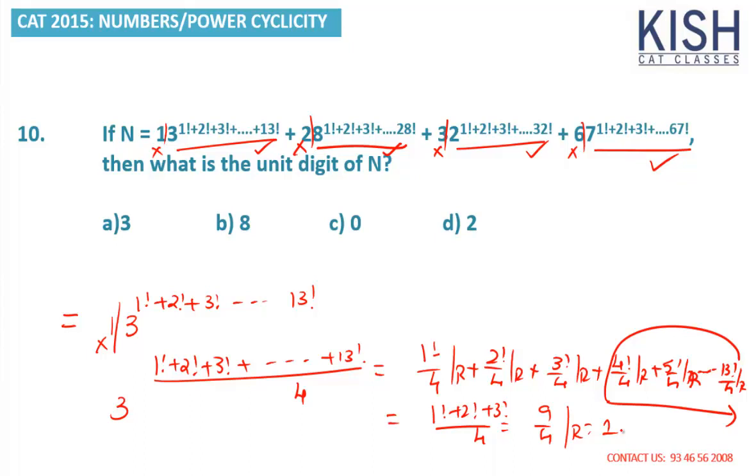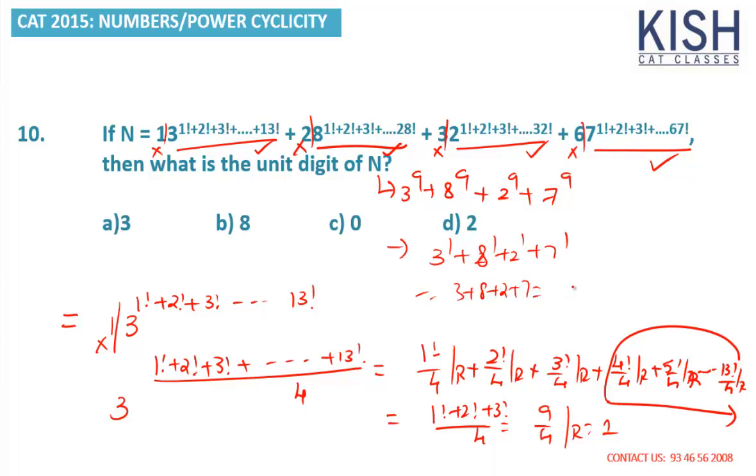In such a case, this question is down to 3 power 9 plus 8 power 9 plus 2 power 9 plus 7 power 9 unit terms. 3 power 9 is nothing but 3 power 9 by 4, that is remainder 1. So that is the first term of the cycle, and likewise for 8 power, 2 power, 7 power. That is going to be 3 plus 8 plus 2 plus 7. So we'll get the unit digit 0.